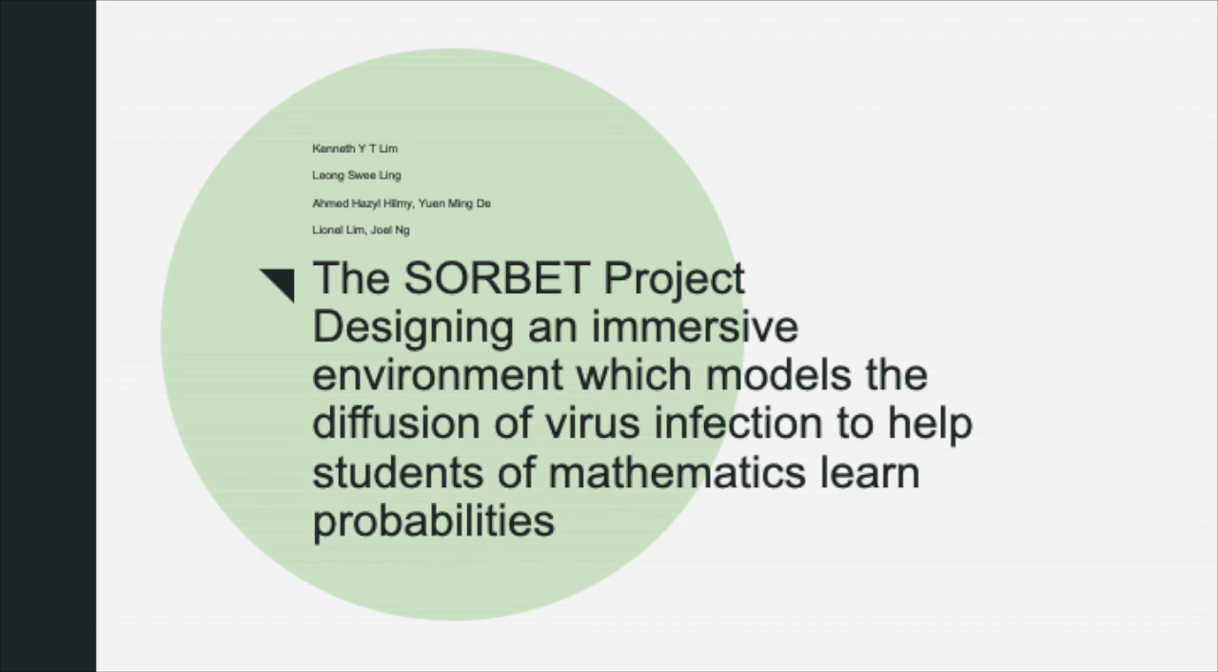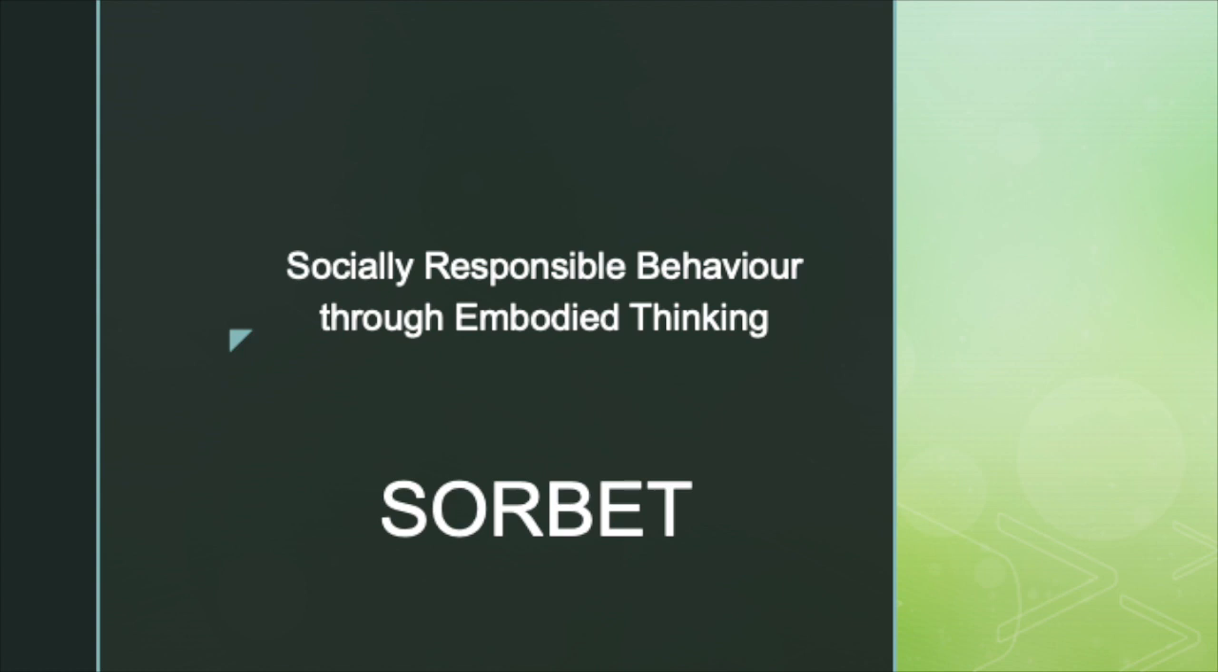This video supplements a work-in-progress paper titled The SORBET Project: Designing an Immersive Environment which Models the Diffusion of Virus Infection to Help Students of Mathematics Learn Probabilities. Over the next few minutes, I will introduce the SORBET project to you, which we have been working on since April 2020. SORBET is an acronym for Socially Responsible Behavior Through Embodied Thinking.